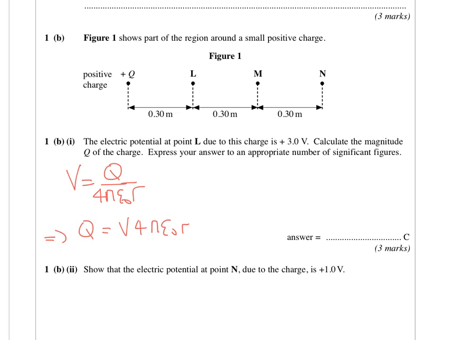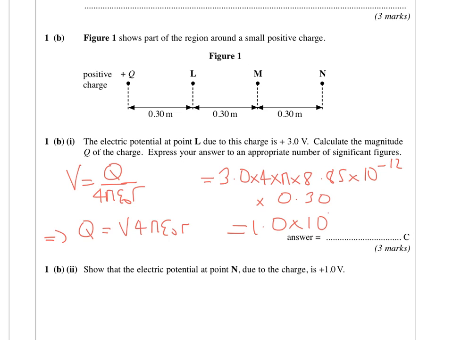like this. So then in terms of stuffing the numbers in, it's going to be 3.0 times 4 times pi times the value which is in your formula sheet, 8.85 times 10 to the minus 12, and then times the distance, which is 0.30. And when we do that, we'll end up with a number to the correct number of significance, 1.0 times 10 to the minus 10 coulombs. So checking significant figures, this number you're given in the question is 2 significant figures, this number you've used is 3, this number you used is 2, so we're going to give it to 2 because that's the smallest number of significant figures you've got in the question.